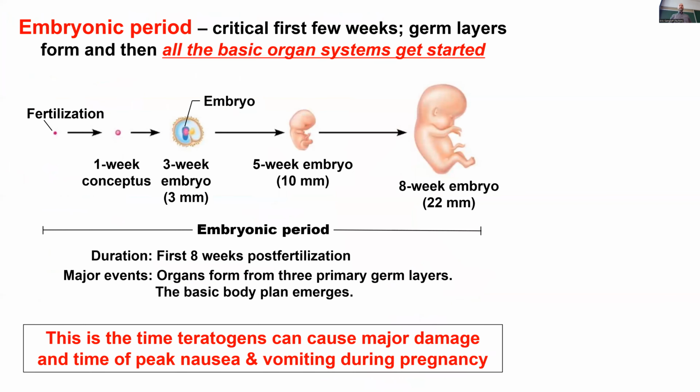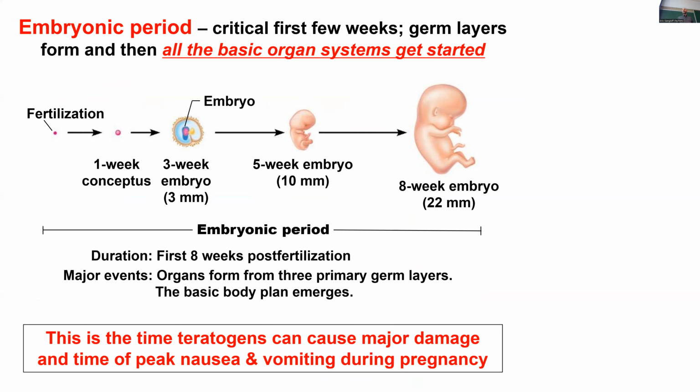Importantly, it is this embryonic period as well when these teratogens, so things like environmental pollutants, something like alcohol, viruses sometimes as well, can cause damage and change the way that original body plan is formed.